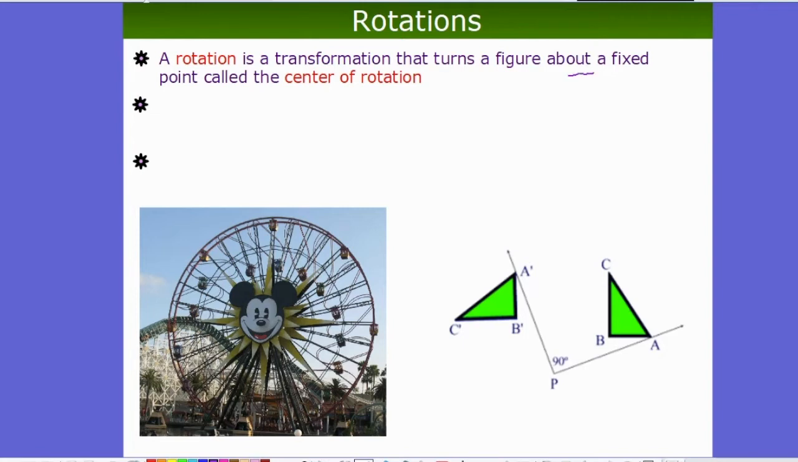We say about a fixed point. We really mean around that fixed point. I don't know why we say about. And again, that center of rotation is just that point. So in this picture here, my center of rotation is point P.